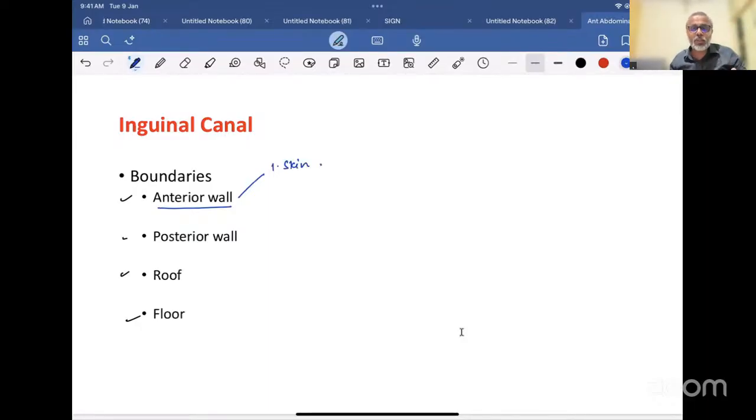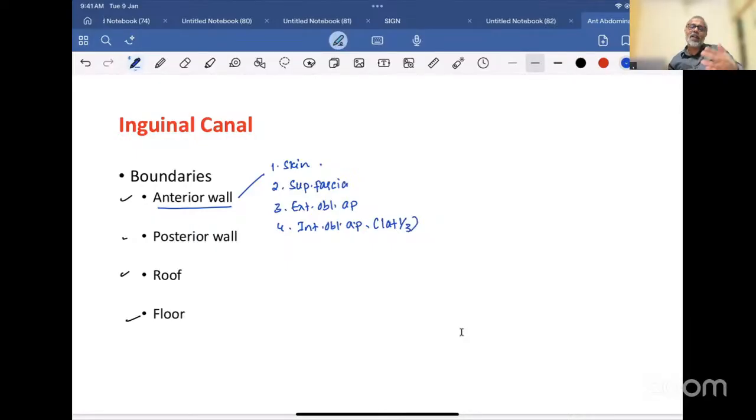Before we get to the anterior wall, these are the structures we have, right? So one is skin, then we have the superficial fascia. Of course, we have two layers. Then we have the external oblique aponeurosis and internal oblique aponeurosis, right? Internal oblique aponeurosis especially is located in its lateral one-third. So these are the four structures that form the anterior wall.